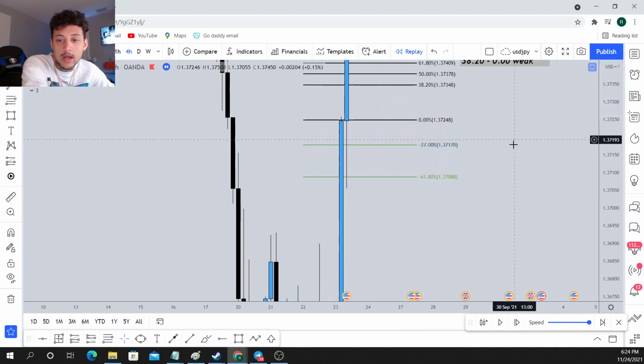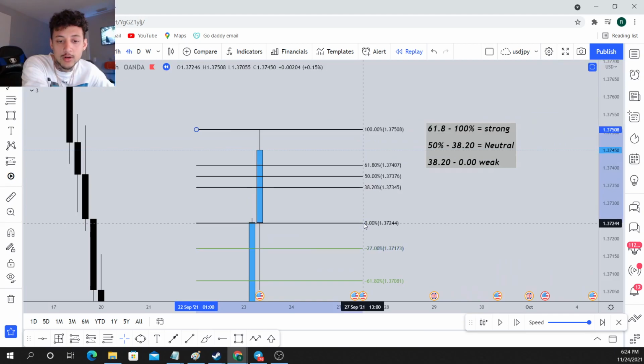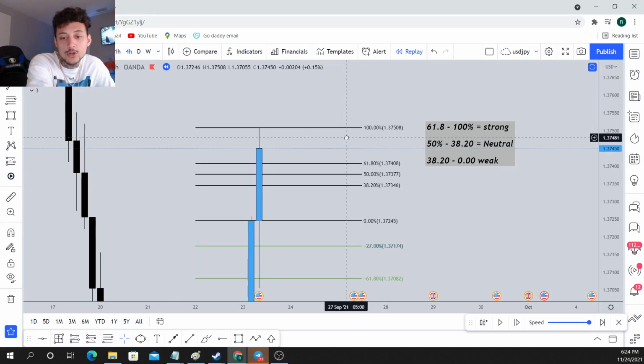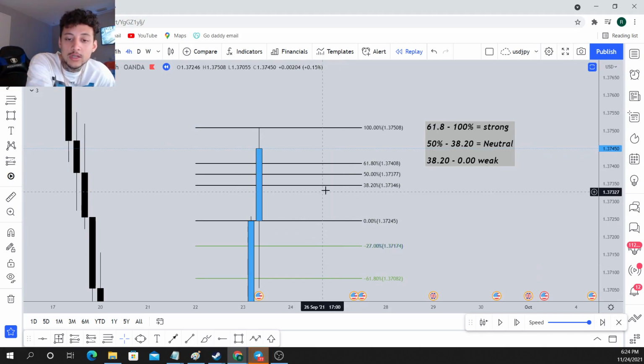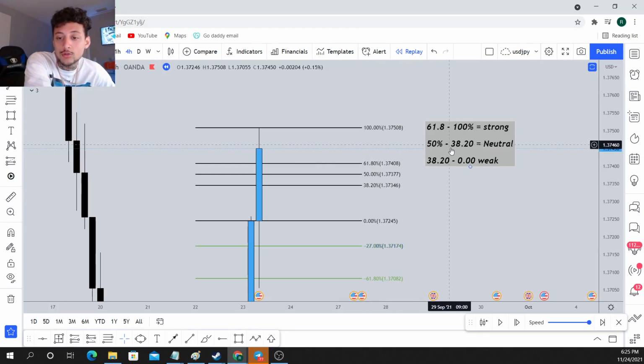And as you can see, we have different levels here. We have the 0, which is where the candlestick started, which let me adjust that. We have the 38.20, we have the 50%, we have the 61.8%, and we have the 100%. So we're going to be using these percentages to make cuts within the candlestick to determine what level the candlestick is actually trading at: if it's at a very strong closure, a neutral closure, or a weak closure.